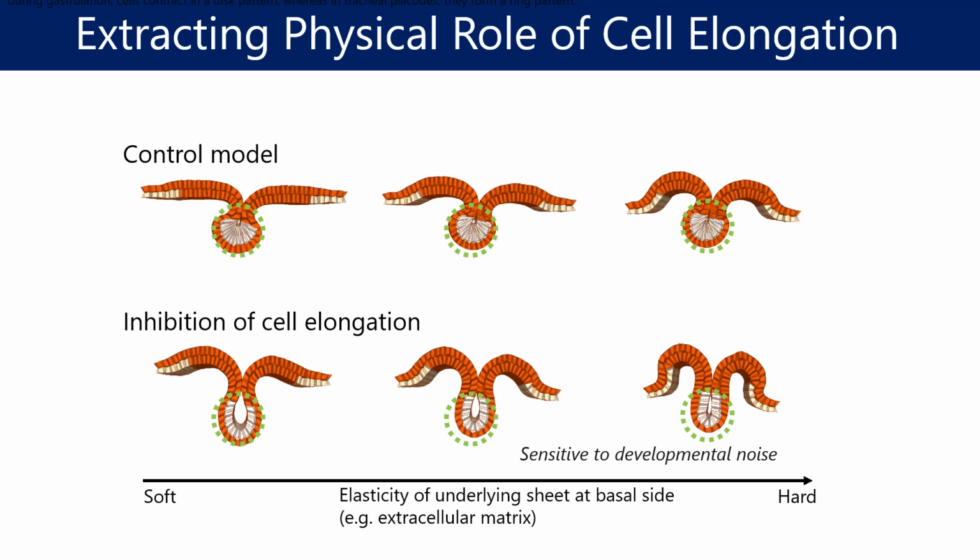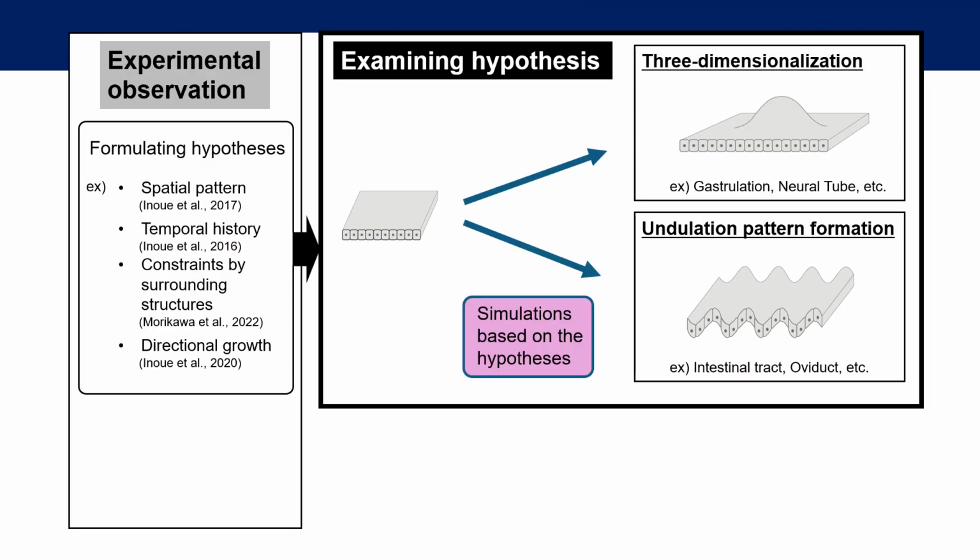This suggests that cell elongation plays a role in protecting tube formation from mechanical influences, ensuring the robustness of the final shape of the neural tube in Xenopus. We propose that this robustness may be the physical significance of cell elongation. Thus, using the model, we can test whether phenomena can be explained solely by hypotheses derived from experiments and uncover their physical meaning. We see how experimental observations lead to hypothesis formulation and testing.